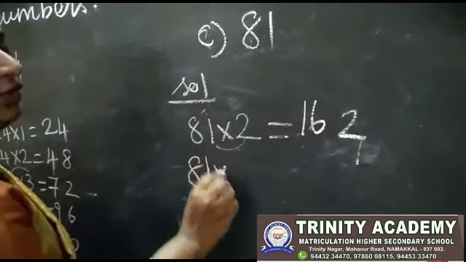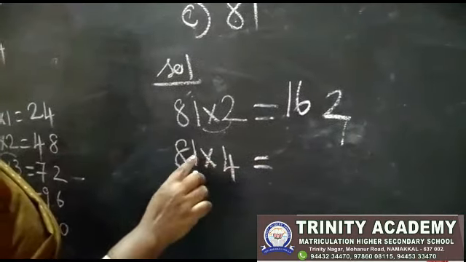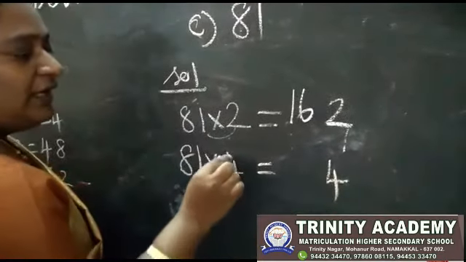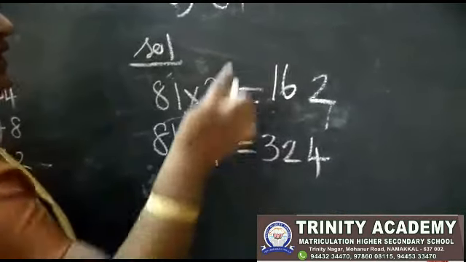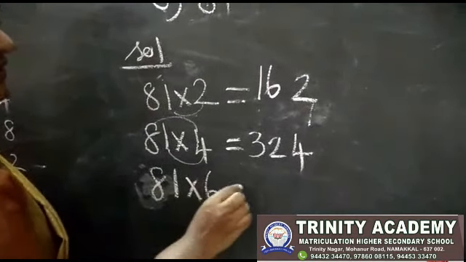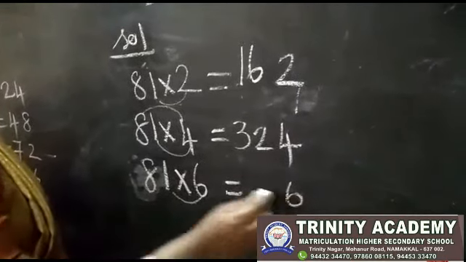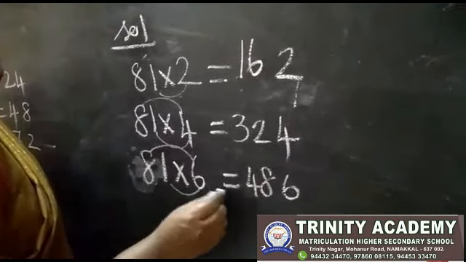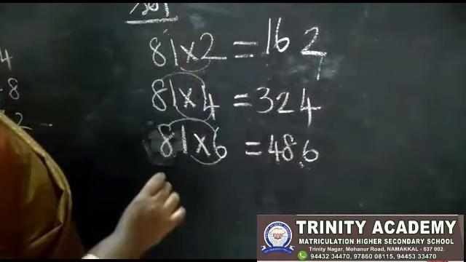Similarly 81 into 4. 81 into 3 is an odd number, so you multiply 81 into 4. 4 ones are 4, 8 fours are 32. So 324 is an even multiple of 81. Similarly 81 into 6. 5 won't come, it's an odd number. So 1 six is 6, 6 eights are 48. So 81 into 6 is equal to 486. 486 is an even multiple of 81.